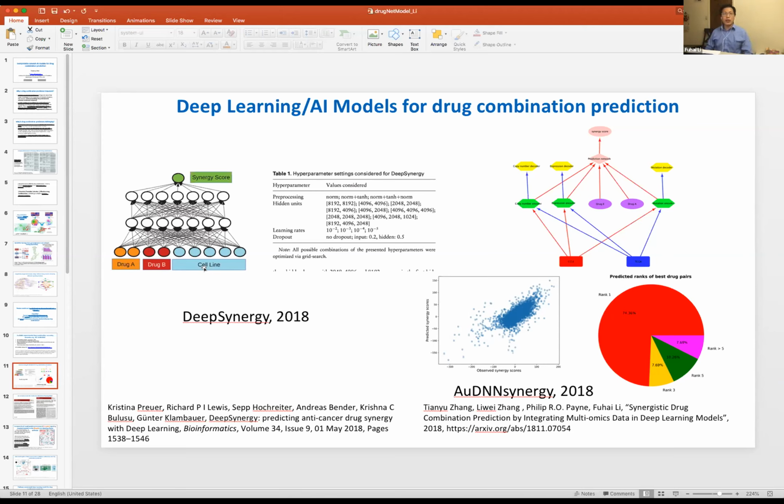This is what we don't want to do, because there are too many genetic features, and only a few available drug combination training labels to train a model. That means the trained model will be sub-optimal. So it's hard to see whether your model can really predict the drug combination. We want to do better.